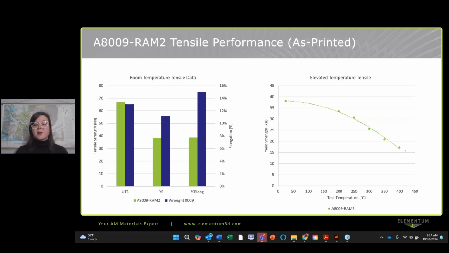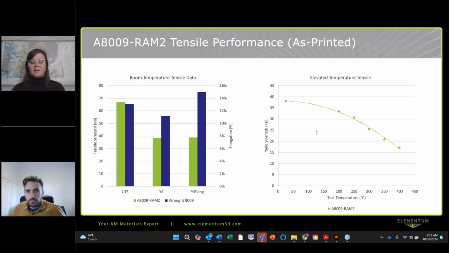So we're very excited about this material. We want to continue to develop it to fill in this gap in the supply chain. So with that, I'm going to go ahead and hand it off to Ben Rafferty, one of our other engineers here at Elementum 3D. So take it away, Ben.